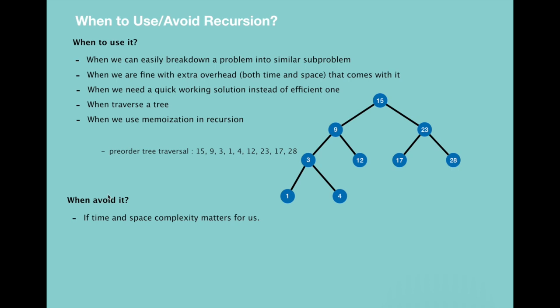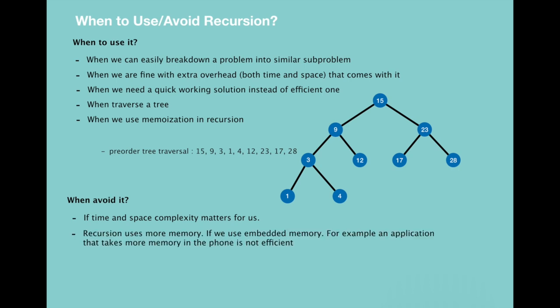Recursion uses more memory, because the function has to add to the stack with each recursive call and keep values there until the call is finished, so the memory allocation is greater than that of an iterative function. If we use embedded memory, for example, an application that takes more memory in a phone is not efficient.